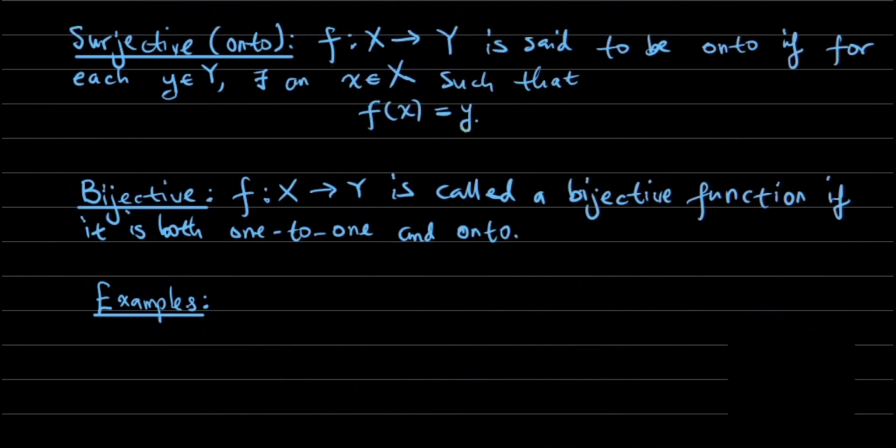So for the surjective, the definition is this: given a map from a first set x to a second set y, such a map, which is f, is said to be an onto function if for each element in the second set there exists an element in the first set such that this equation holds. So again, every element in the second set has a pre-image. That's what I mean by this thing means there exists.